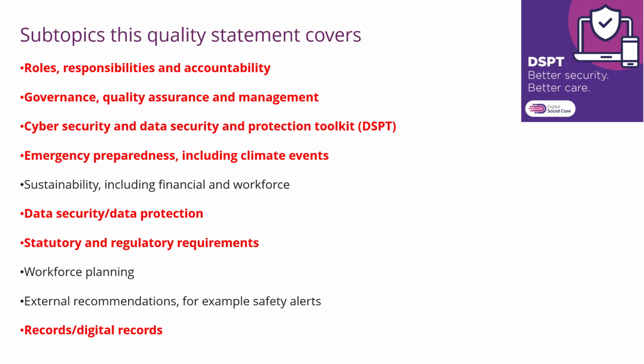So as subtopics of that quality statement, I've highlighted in red here all of the bits that I think relate to what we're talking about this morning. So roles, responsibilities and accountability, governance, quality assurance and management, cyber and data security and protection toolkit. So DSPT is specifically mentioned within the quality statement. Emergency preparedness and business continuity planning is part of the DSPT. Then moving on to data security, data protection principles per se, your statutory and regulatory requirements, which relate to everything that we've talked about so far, and then records and digital records. So clearly, within this one quality statement, it covers everything that we've been talking about so far.